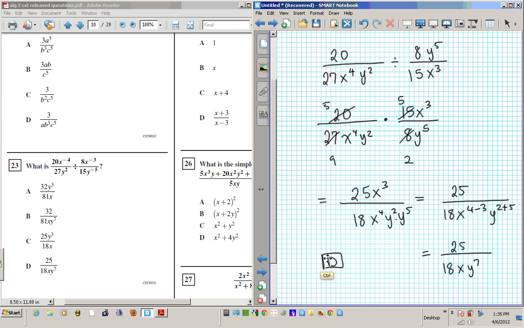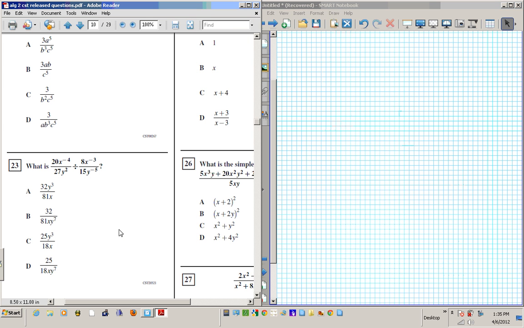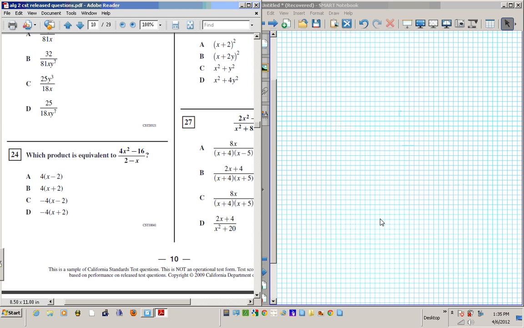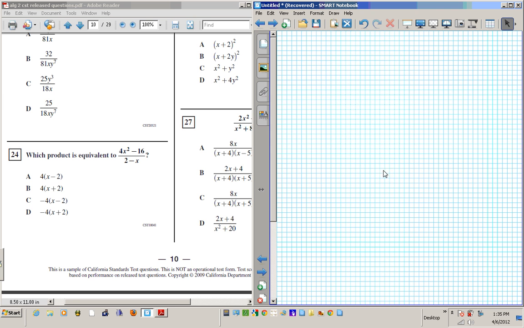Alright, let's move on to question number 24. Question 24, it says, which product is equivalent to that? So let's take a look at that. 24. We have 4x squared minus 16 divided by 2 minus x. So can I factor the numerator? So let's see. I want to extract the numerator and see if I can factor it.